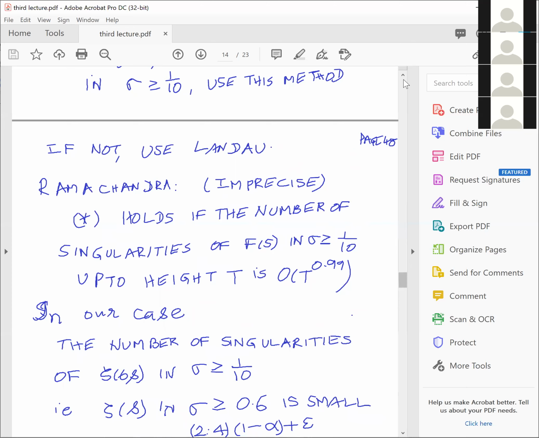Therefore, you need not really say that if there are complex zeros, then I will use Landau, and if there are no complex zeros, then I will use this method. Nothing at all. Even if there are complex zeros, even if there are singularities, how does it really matter? You can still do that, provided the number of singularities is essentially little o of T. That's exactly what I was saying: if the number of singularities is O of T power 0.99, we can still do that.